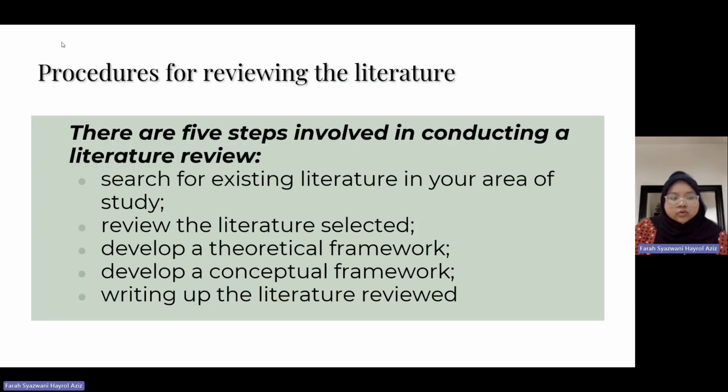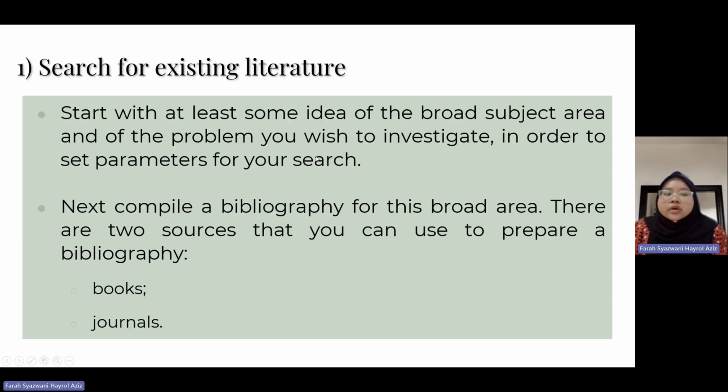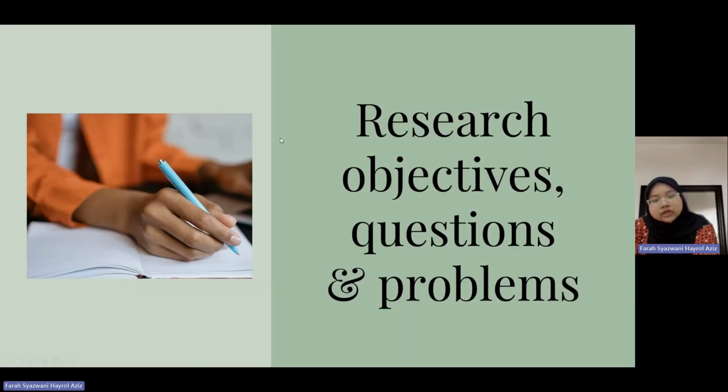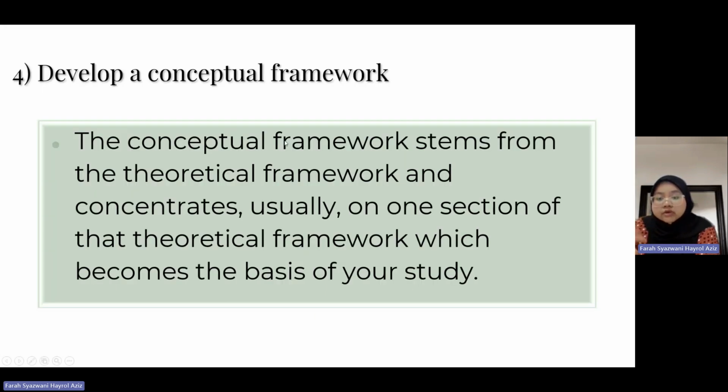There are also procedures for you to review the literature. There are 5 steps involved in conducting a literature review. You must search for existing literature in your area of study. You must review the literature selected. You must develop a theoretical framework. You must develop a conceptual framework right after, and then write up the literature review. The writing part. So step by step: search the existing literature, review it, develop the theoretical framework and conceptual framework, and last but not least, write down all of them.